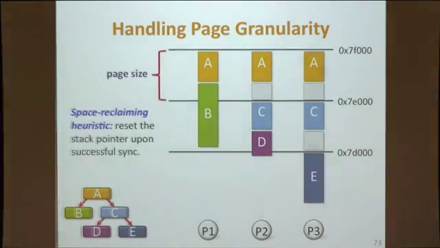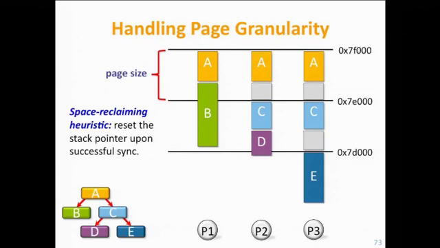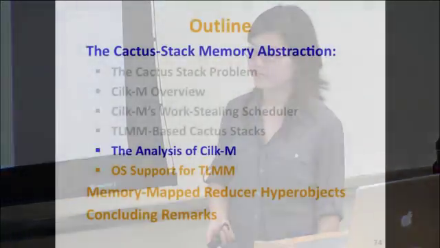So in Cilk-M, we use a space-reclaiming heuristic where we reset the stack pointer back to where it was once the function syncs. Because once a function successfully syncs, you know there's no longer any parallel subcomputation, so you can reclaim the space. Okay, so that's how the runtime system maintains the Cilk-M-based cactus stack.